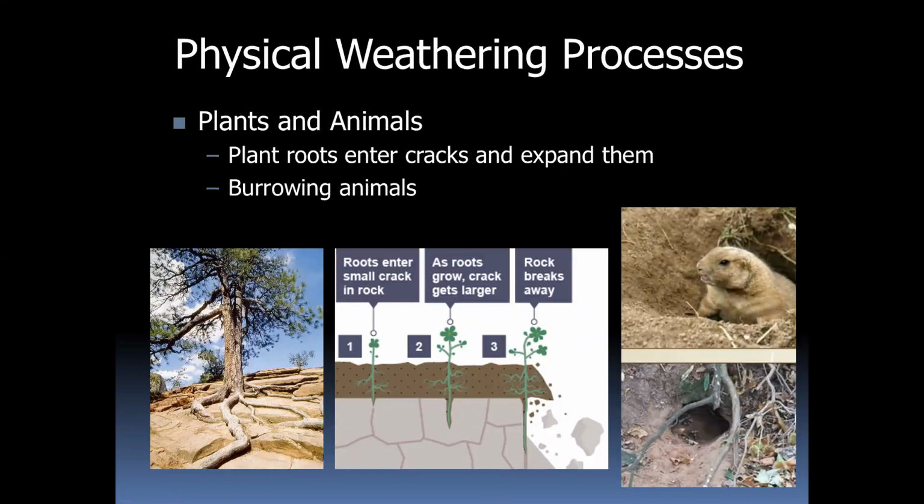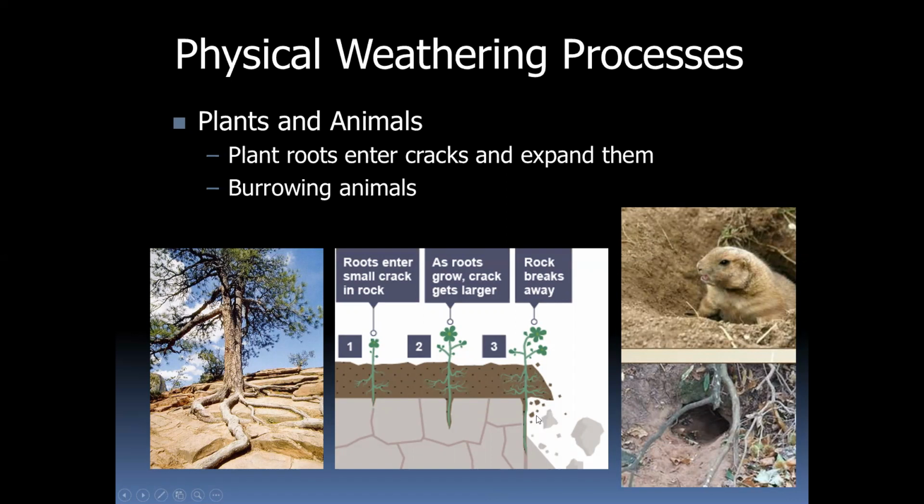Another example of physical weathering is plants and animals. This can also be considered biological weathering because it's the action of biological life. For example, when you have the roots of plants, as the roots grow, they get through the cracks in the rocks. And as the plant grows, the roots become larger and larger. And this pushes the rocks apart until they become broken.